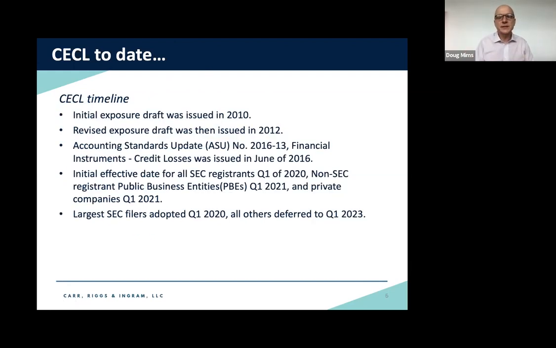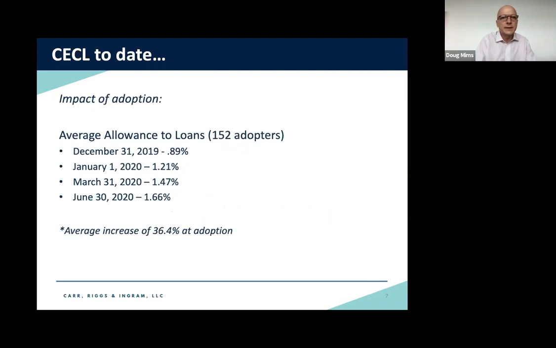ASU 2016-13 was finally issued in June of 2016. And ultimately, the largest publicly traded companies adopted in Q1 2020. That pretty much left everybody else, which, for the most part, is about 4,700 or so community banks and around 5,000 credit unions that are still left to adopt CECL. So that's where we are today.